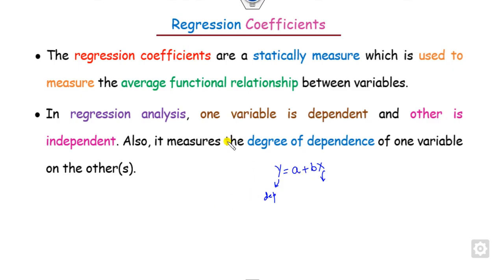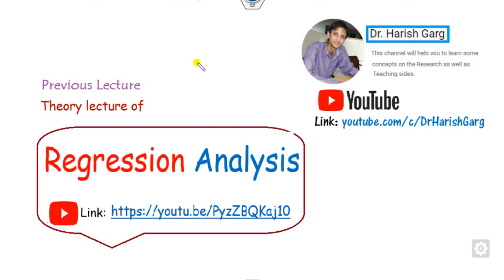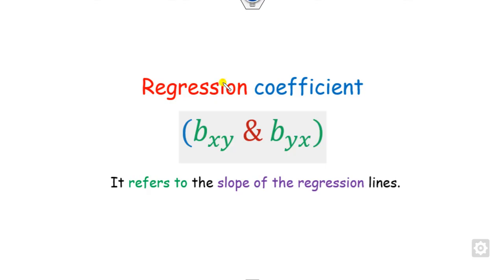Also, the regression coefficient measures the degree of dependency of one variable on the other. It is also called the slope coefficient. Why are regression coefficients called slope coefficients? Because they determine the slope of the line, that is, how the variable y changes with respect to x, or x changes with respect to y. For more detail about the regression coefficient, we saw it in our last lecture on regression analysis. You may watch that previous lecture in detail.